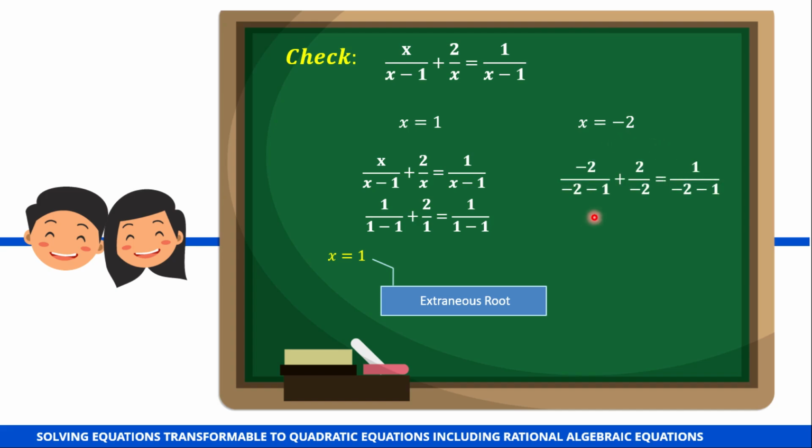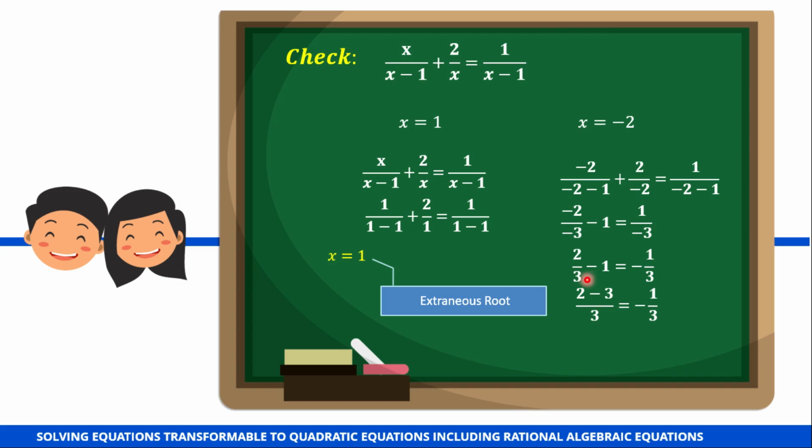I-check natin. Ipalit natin sa ating original equation. We have negative 2 over negative 2 minus 1 plus 2 divided by negative 2 is equal to 1 over negative 2 minus 1. Simplify natin. Negative 2 minus 1, that is negative 3. And then 2 divided by negative 2, magkakaroon tayo ng negative 1 is equal to 1 over negative 2 minus 1, this will become negative 3. Simplify, negative 2 divided by negative 3, magkakaroon tayo ng positive 2/3. Minus 1 is equal to positive 1 divided by negative 3, answer is negative 1/3.